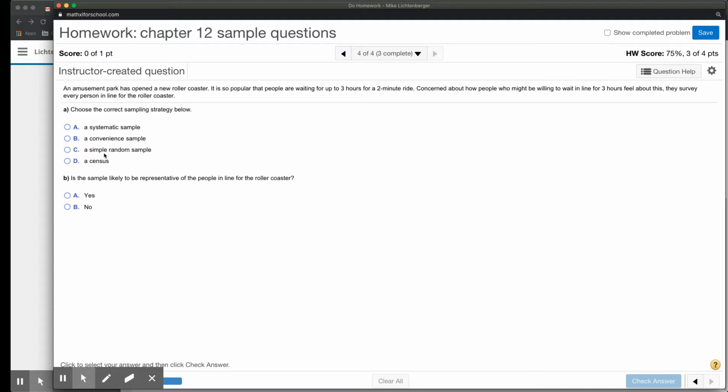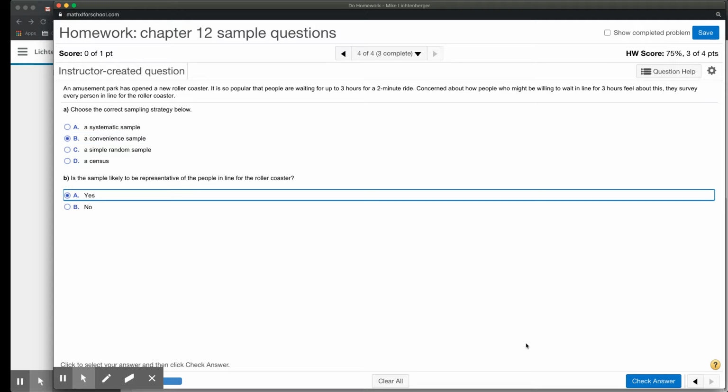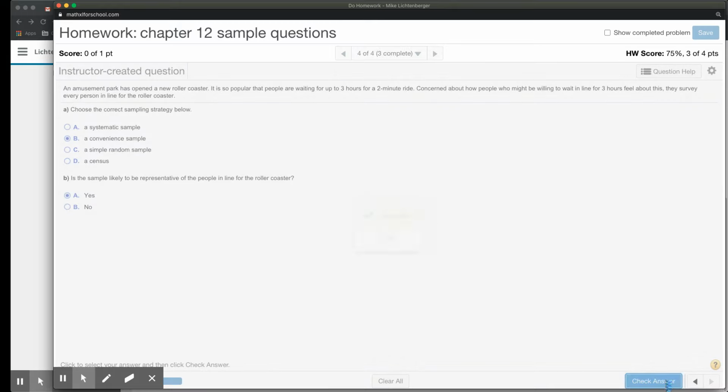That's not random. I would consider that a convenience sample because you're just talking to the people that are in line. It's more convenient to do that. Is this sample likely to be representative of the people in line for the roller coaster? I would say yes, as long as you're checking everyone in line for the roller coaster.